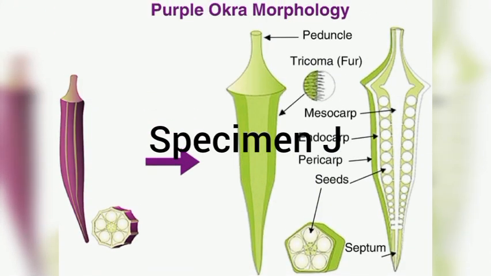Now let's move to the next specimen, which is specimen J, and that is Okra fruit. What is the botanical name of Okra fruit? It is called Abelmoschus esculentus. So that is the name. Let me say it once again, Abelmoschus esculentus. So that is the botanical name. It belongs to the hibiscus family, and it is a herbaceous, airy annual plant.